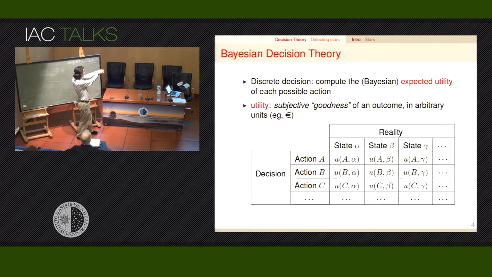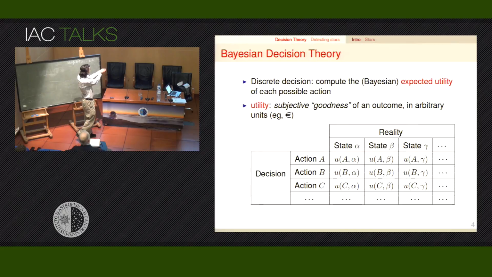And there are different outcomes or real states of the world. You know, restaurant A has delicious food. Restaurant B has delicious food. Restaurant C has delicious food. It's Spain, so they all have delicious food, right?